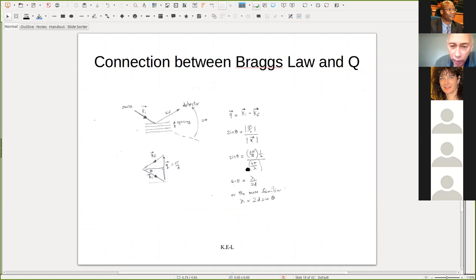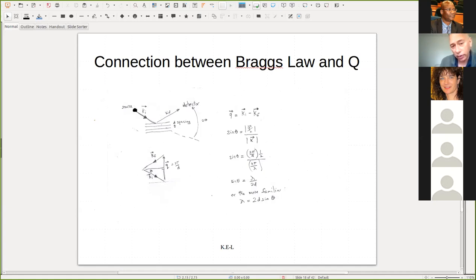Okay, and I kind of wanted to make the connection between the way one talks about it, and I'm just wondering if I should do that right now. But the main point is that most beginning classes talk about lambda as 2d sine theta, but a more useful way to think about it is, Q is momentum. The way we learn to think in a more sophisticated way is you think about momentum transfer to the sample.